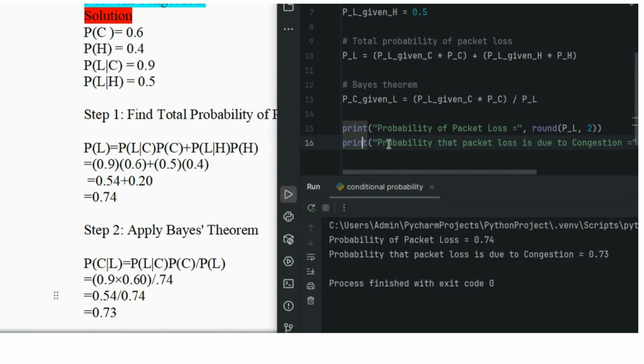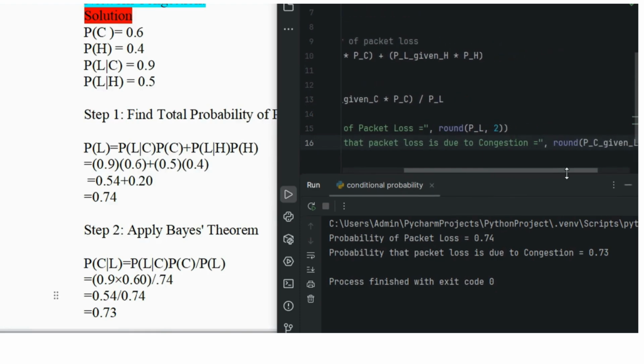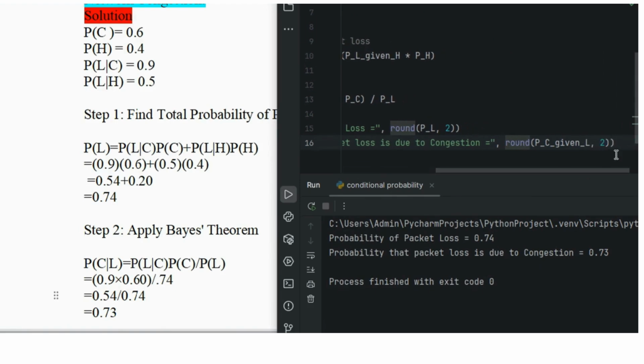Likewise, in our question, we are asked to find the probability that the packet loss is due to congestion. So that term should be written under the double quotation. And after that, again we round it to 2 decimal places. So we round off the Bayes theorem value to 2 decimal places. Once you run the program here, you will get the values we have already solved and obtained.